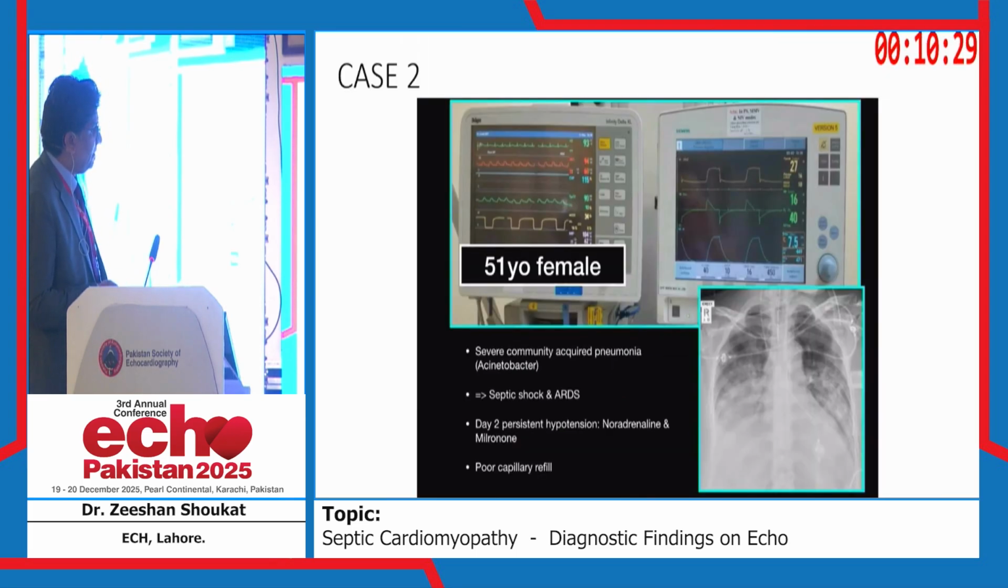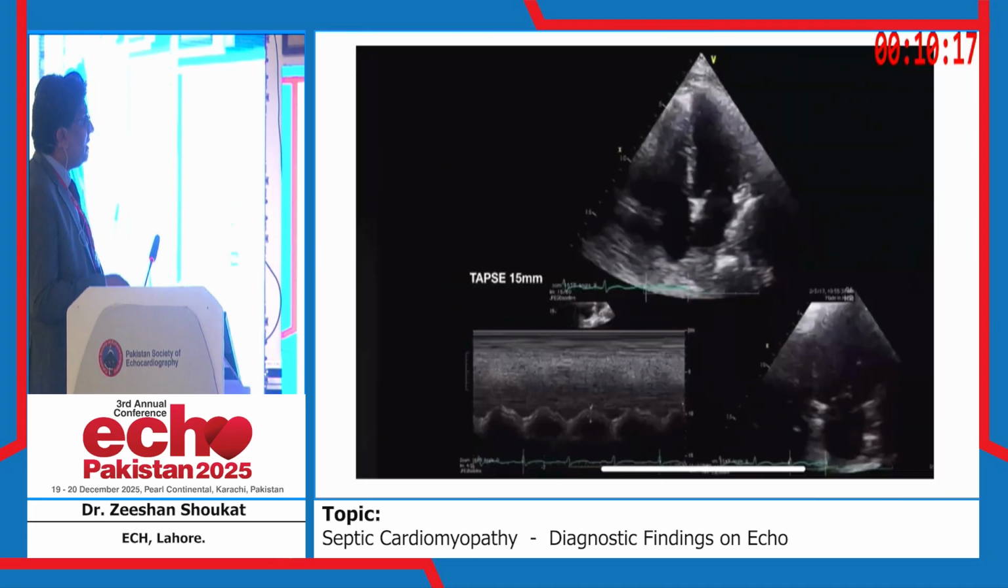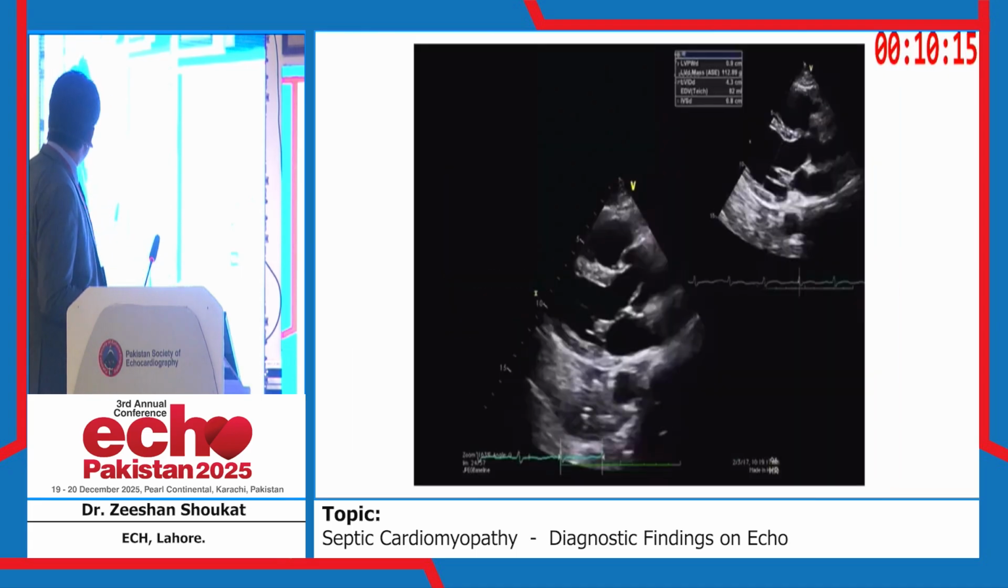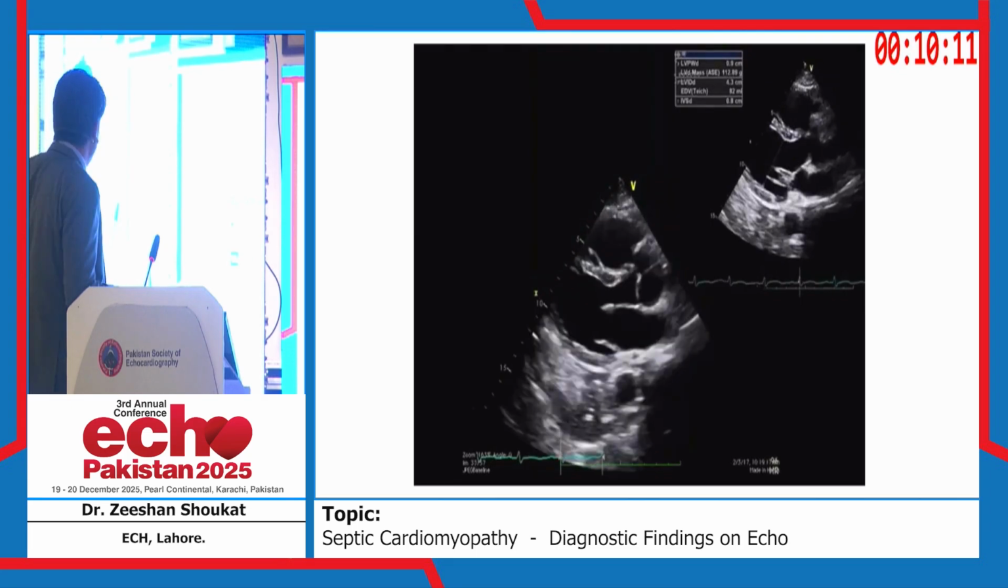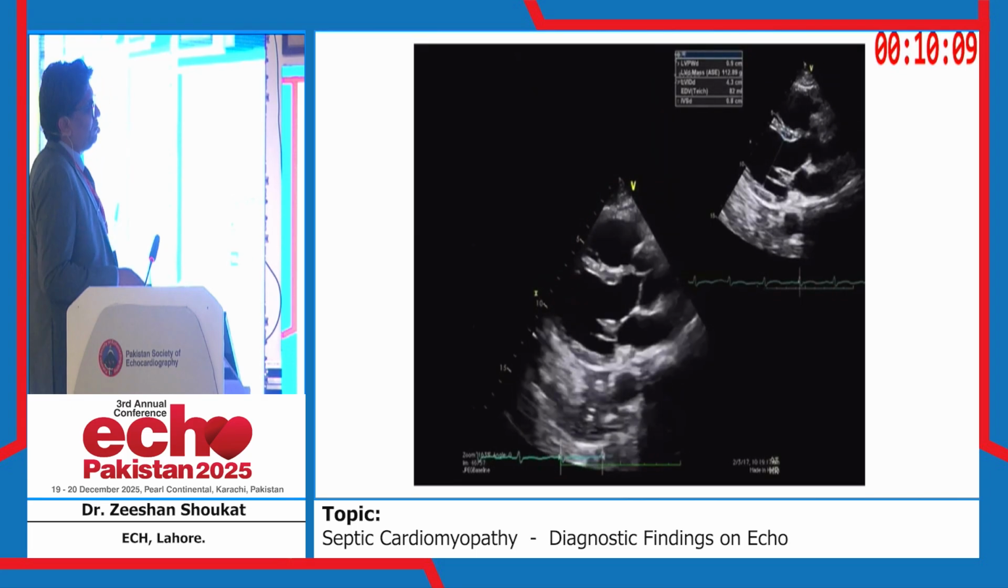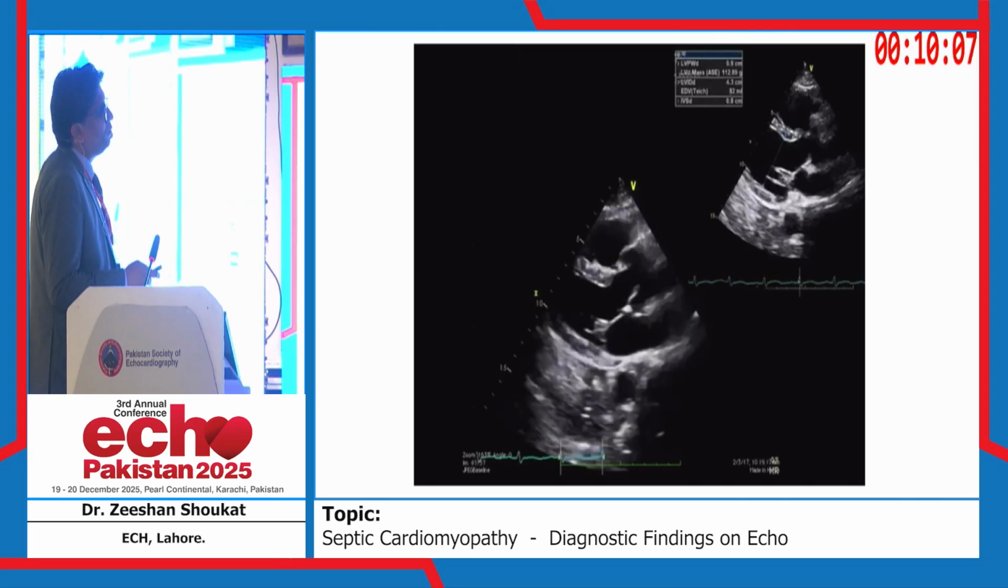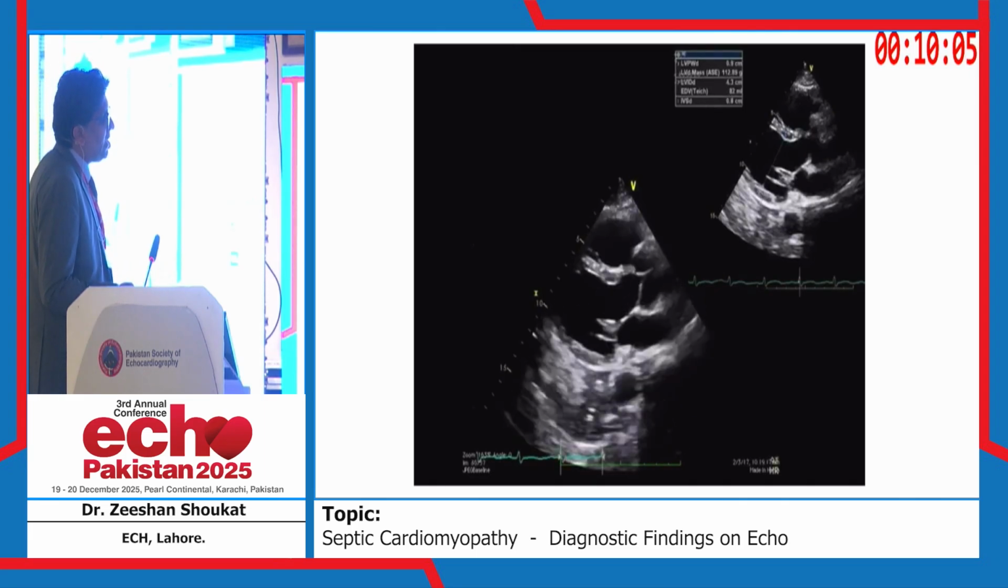A 51-year-old female. Again, in the next case I'll explain both. Community-acquired pneumonia, septic shock, ARDS, day 2 persistent hypotension, noradrenaline or milrinone, poor capillary refill. You can see the X-ray. Can you play this? This is the thing which we used to say, and probably we overlook or underdiagnose these kinds of LV when the patient is in shock.